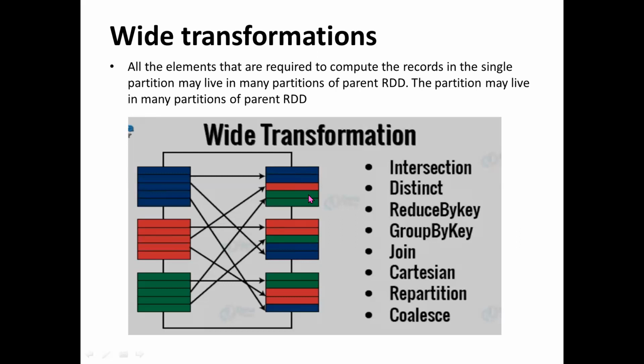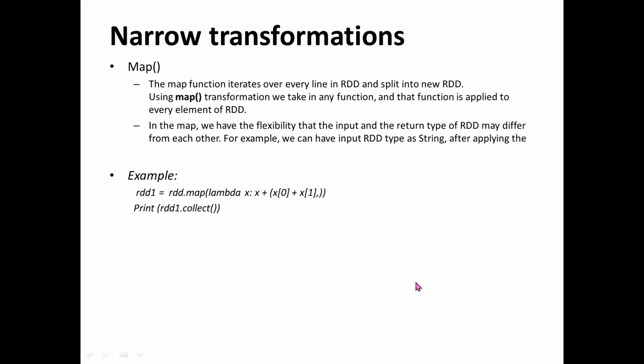Some of the examples could be intersection, distinct, reduceByKey, groupByKey, and join. All these are part of wide transformations. We are going to discuss them in detail, so don't worry if you don't understand. Now let's deep dive into narrow transformations.